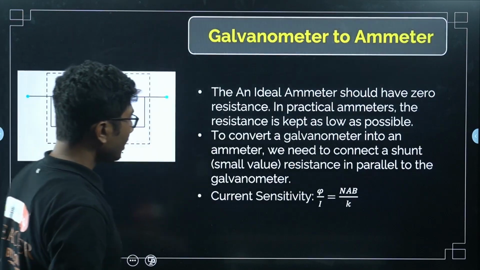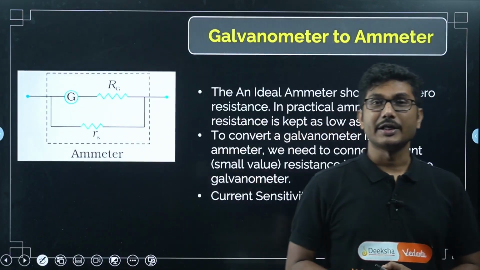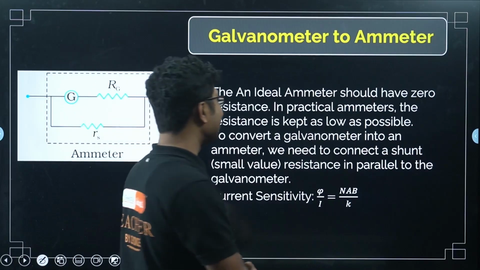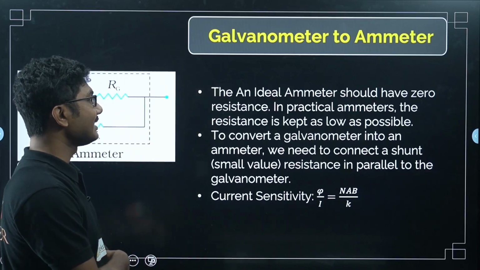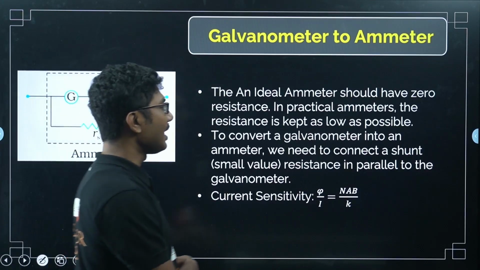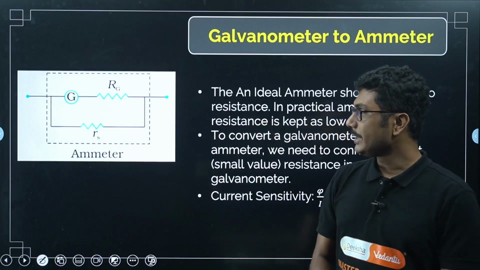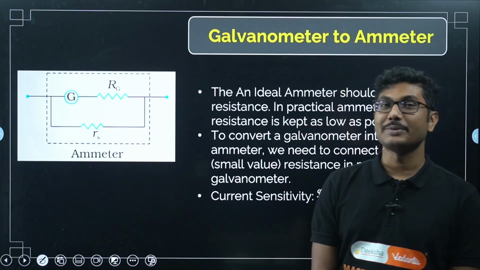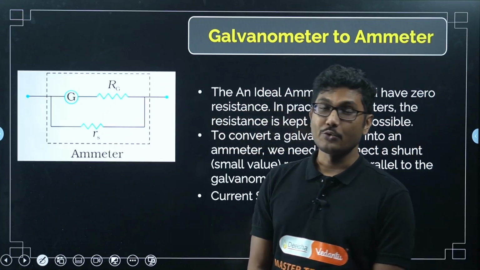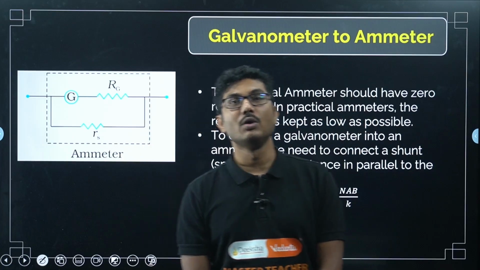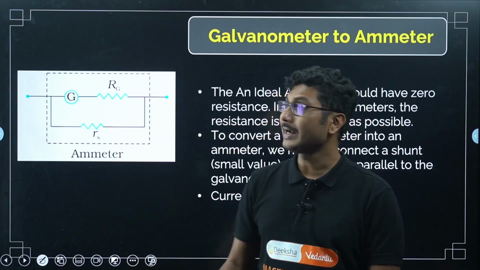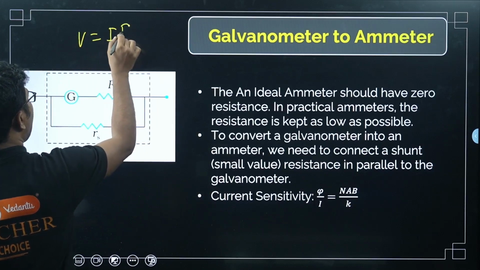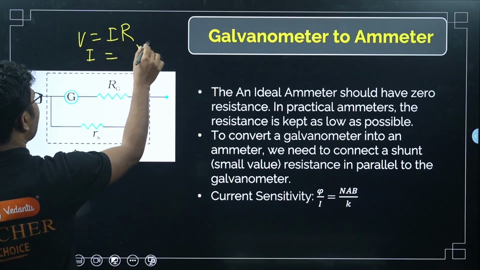Now let us convert a galvanometer into an ammeter. First of all, an ammeter is a device which should have 0 resistance. In practical ammeters, the resistance is kept as low as possible. An ammeter is a device which measures the current in a device. So to measure the current, it has to have a low resistance, right? We have learned in our Ohm's law chapter, V is equal to IR, so I should be V by R.